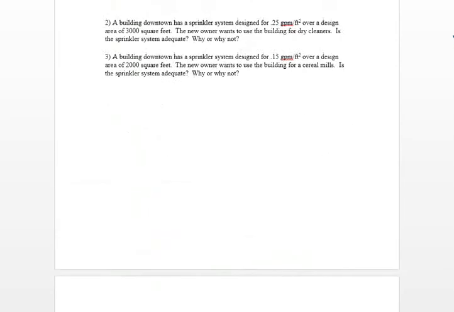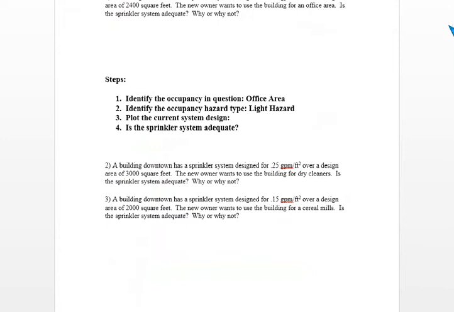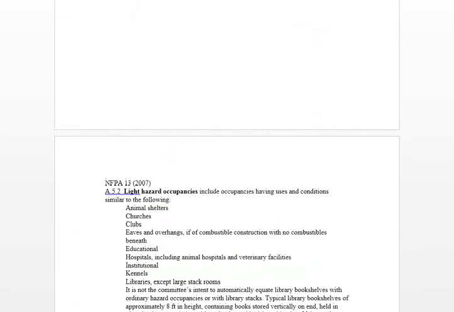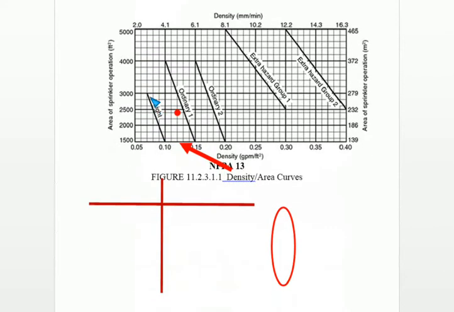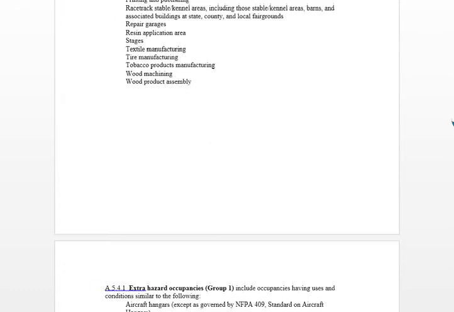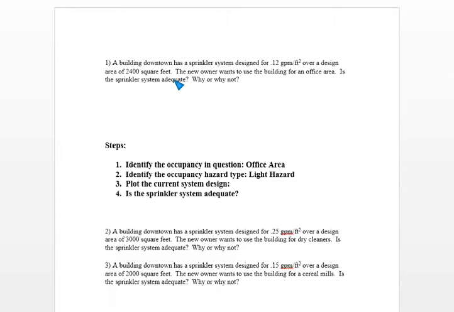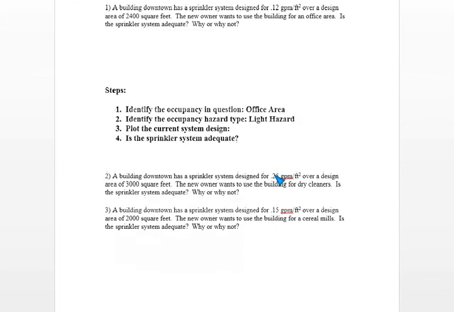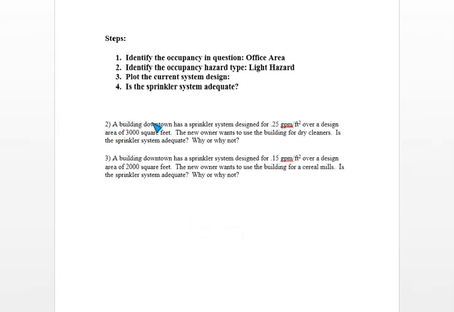Again, if we go back up, we'll notice that our occupancy hazard was a light hazard, as we identified here for the office area. So we'll come back down to our chart, and you'll see that our light hazard line is back here. Any points above this line mean the system is adequate to protect our office area or our light hazard areas. So that answers number one: it is adequate because the design falls above that which requires a light hazard.